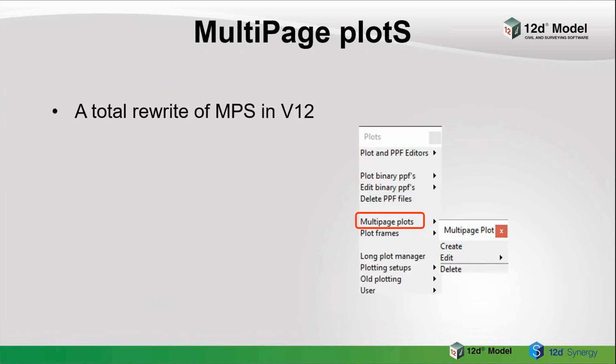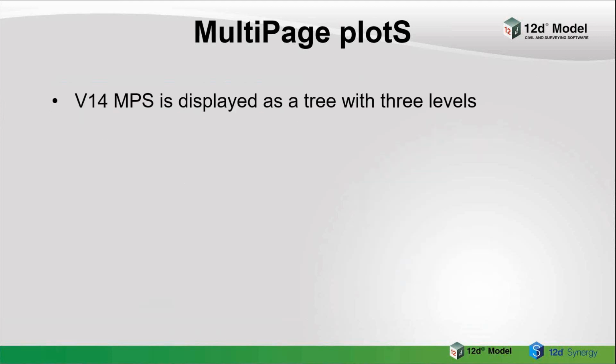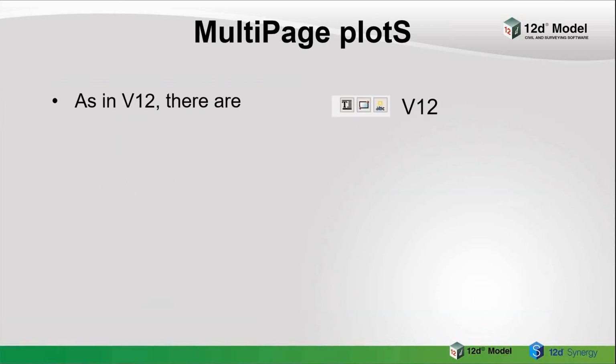Now, multi-page plots. We had an MPS in version 12, but it's been a total rewrite, and we've now called it multi-page plots. So we're no longer using the word sheets. It's basically the V12 one on steroids. This time it's all displayed as a tree with 3 levels: book, chapter, and page. So you've got your book, and you can give these different names. It's not going to be called book. Then you have chapters, then you have pages inside a chapter. And so you can move a whole chapter up and down, and the pages all go with it.